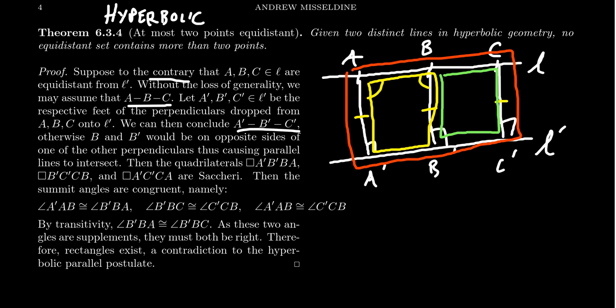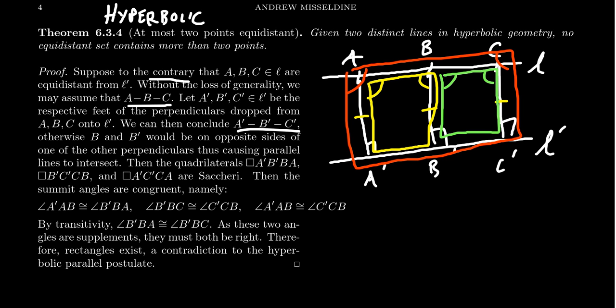Angle B will be congruent to angle C. And then angle A is going to be congruent to angle C. And so there's a lot of congruence going on right there. So the two angle A's are congruent. The two angle C's are congruent. When I say they're congruent, I mean they're equal as angles, right? We're talking about the angle A prime A C and the angle C prime C A.